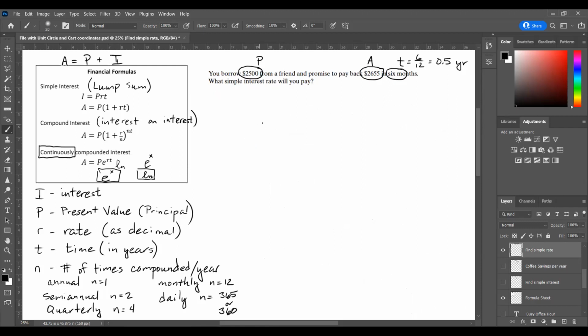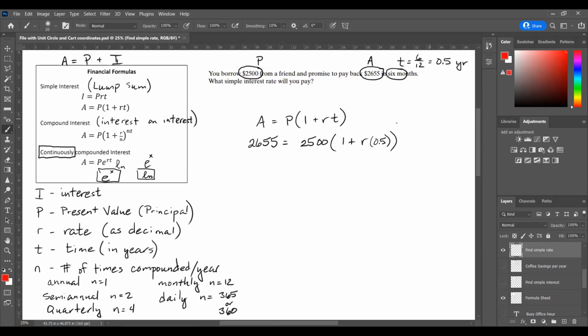So what's the simple interest? Well, we've got A, P, and T. The simple interest formula that uses those variables is A equals P times 1 plus RT. Let's put in everything we know. A is 2,655. P was 2,500 times 1 plus our interest rate, which we don't know, times 0.5.